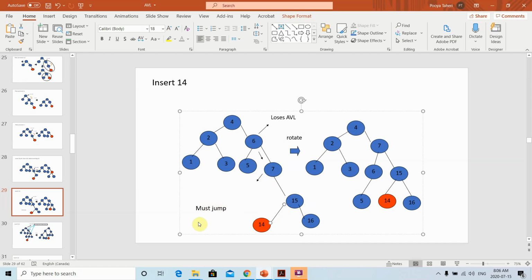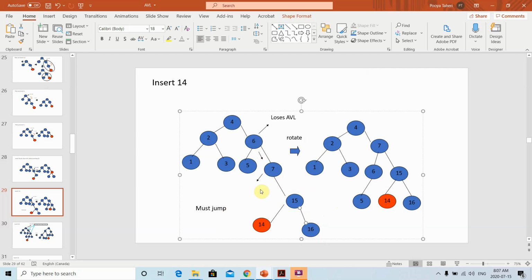So we had to do a double rotation, and we did one of them. But this node still has the same balance factor as before, a -2 balance factor, because we only did one rotation. What's the next thing that we have to do? It's an RL case. We did a right rotation. Now we have to do a left rotation.